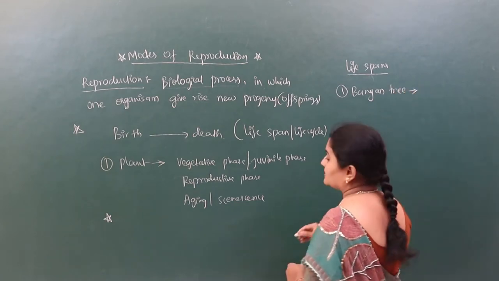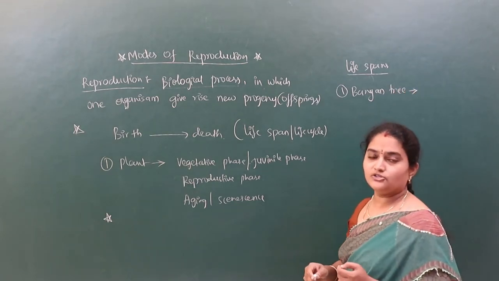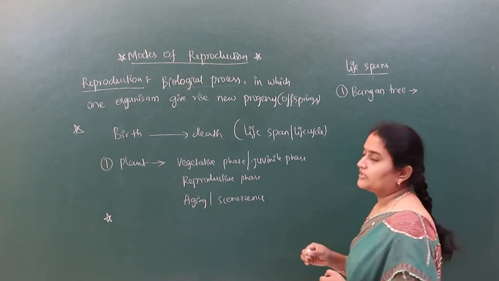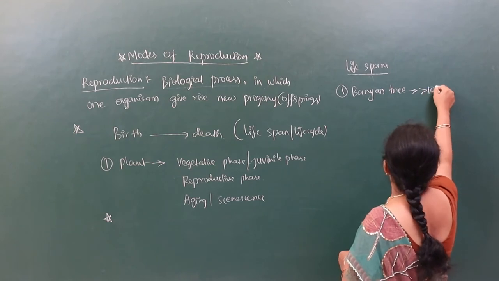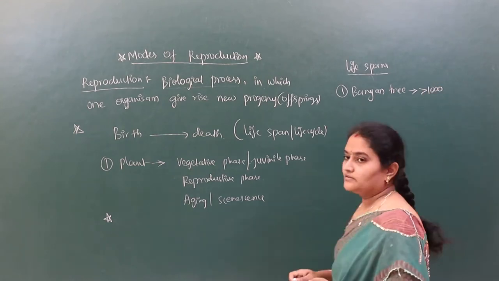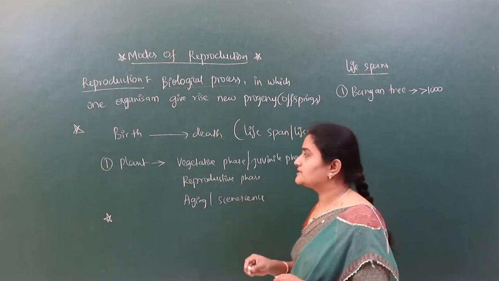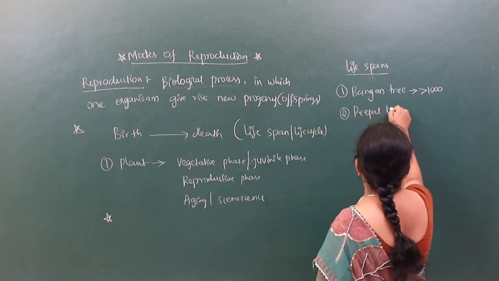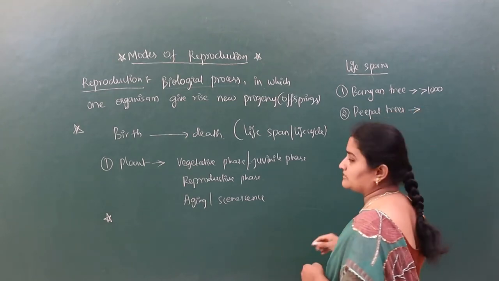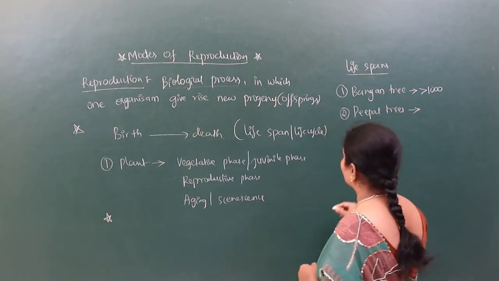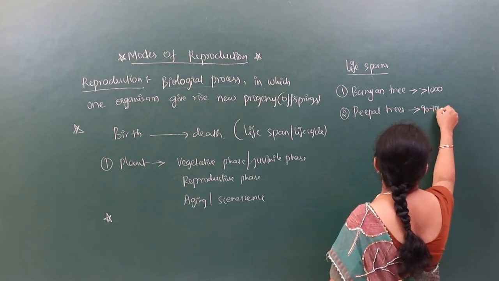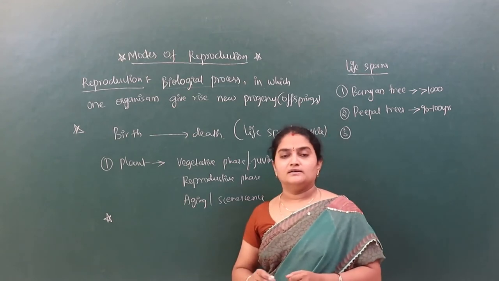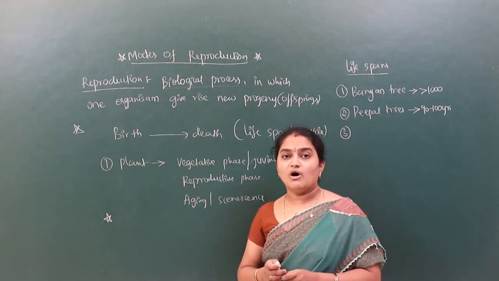Banyan tree, it can live for more than 1,000 years. Sometimes it may be 1,000 to 3,000 years also. And the next one is a peepal tree. It will live about 90 to 100 years. And after peepal tree, the next one is moss.